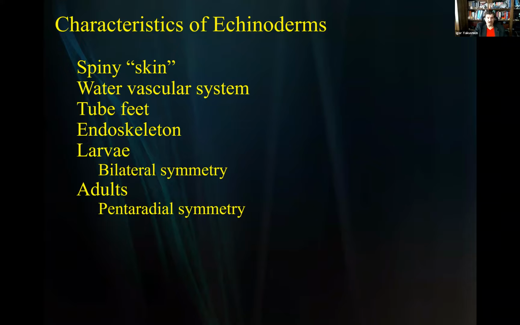So some of the characteristics of the echinoderms, again, as the name suggests, they have a spiny skin, or skin filled up with needles. So we'll talk about that. They have something very unique known as a water vascular system. This is how they slowly move. They're not fast creatures, but they are very, very effective.